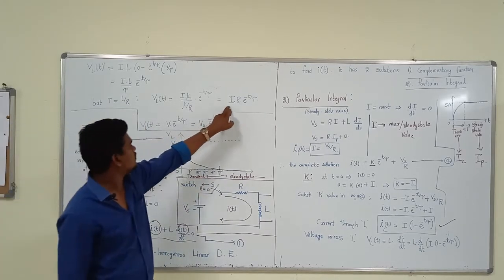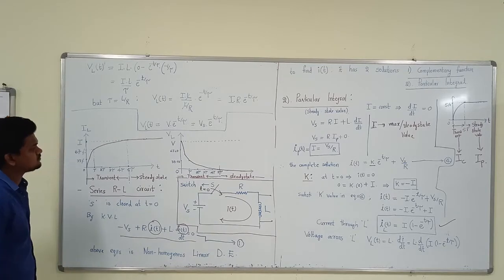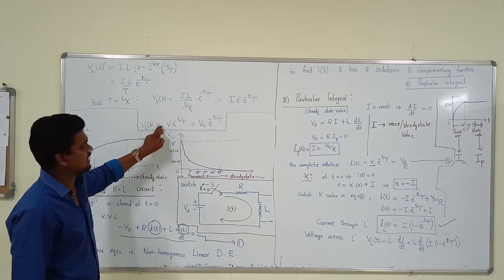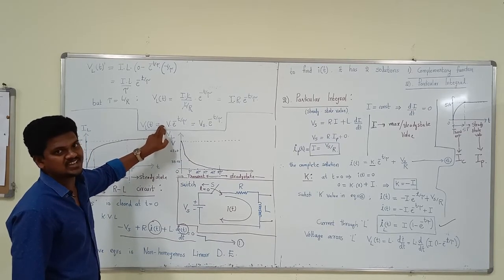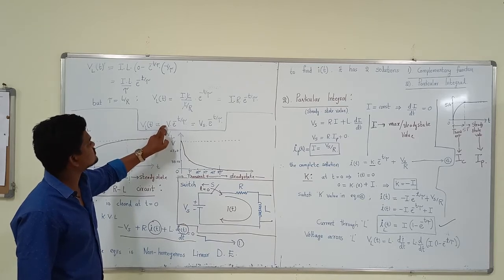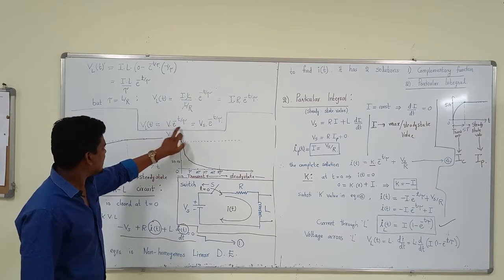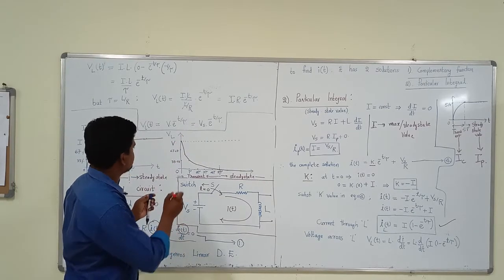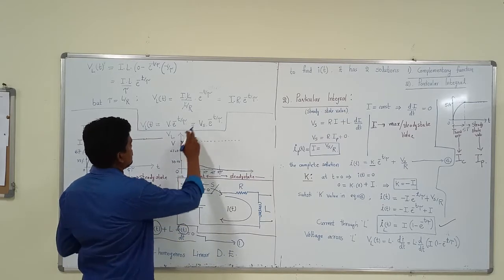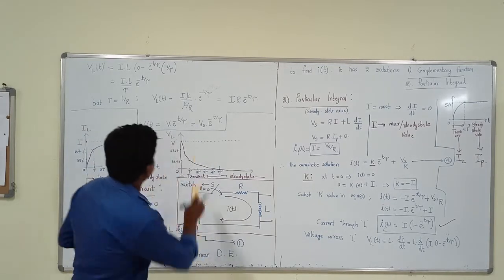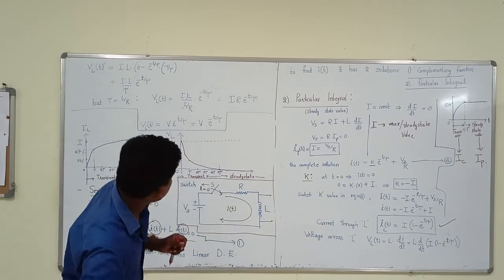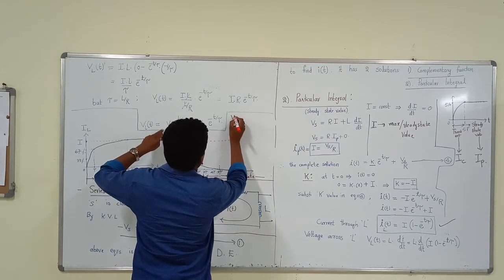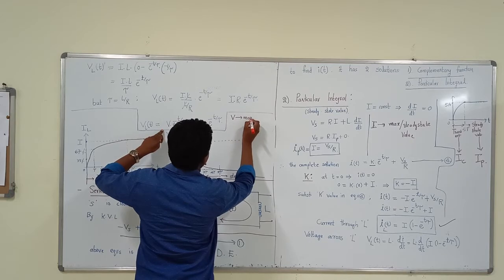But I into R is nothing but the maximum voltage, the steady state value. That we can directly write as the source voltage or maximum voltage. It is better to write it as V maximum, the maximum voltage of the inductor.